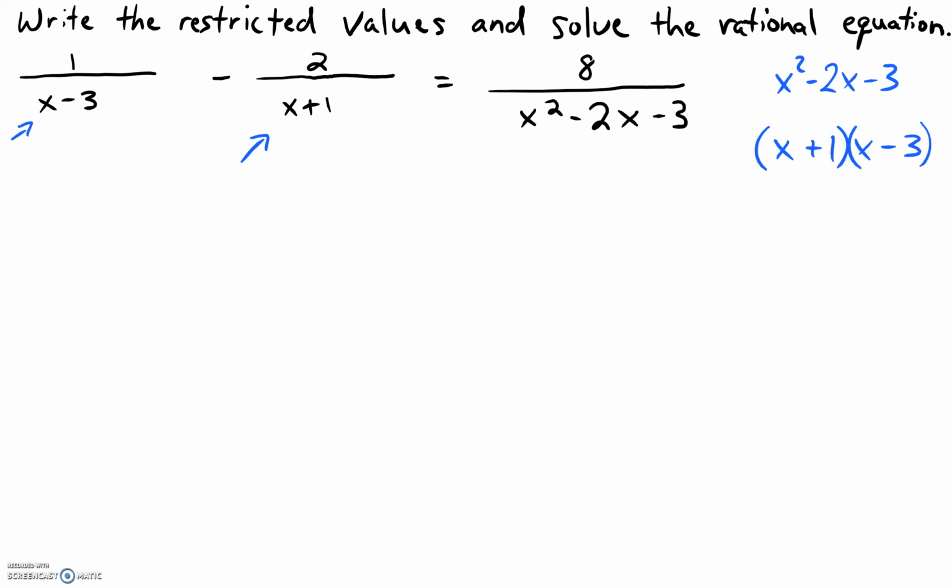So let's go ahead and let's rewrite the third term. Let's take away the x squared minus 2x minus 3, and let's rewrite that as x plus 1 multiplied by x minus 3, because those are the same thing.